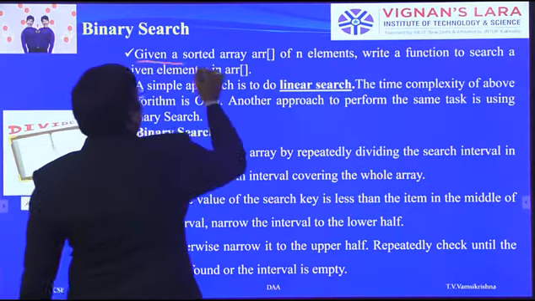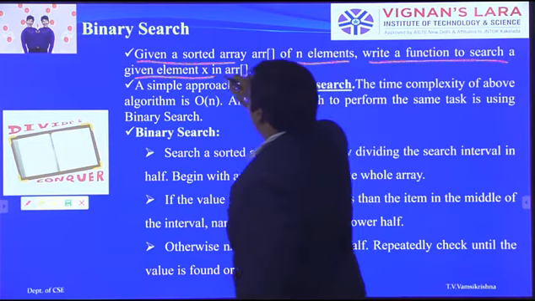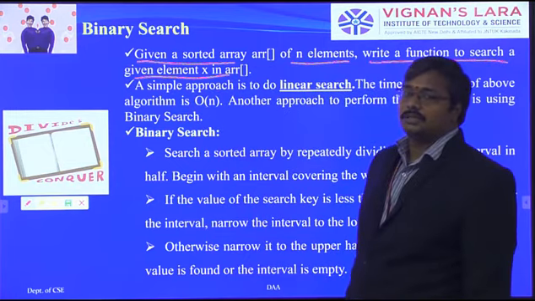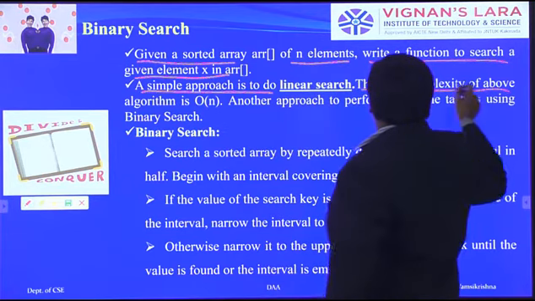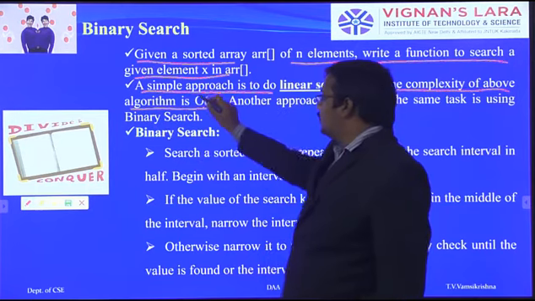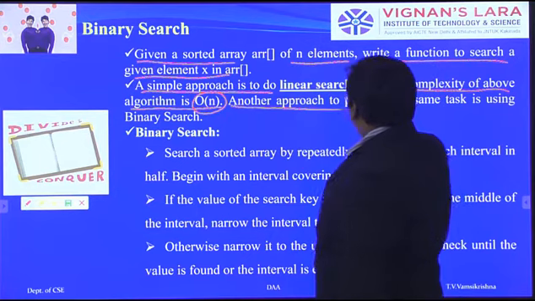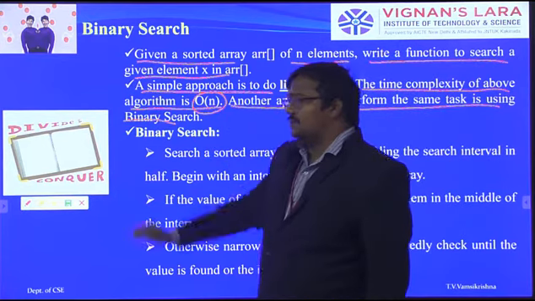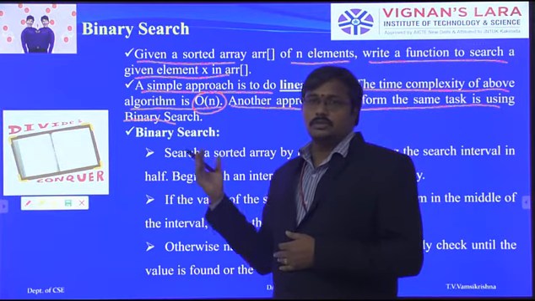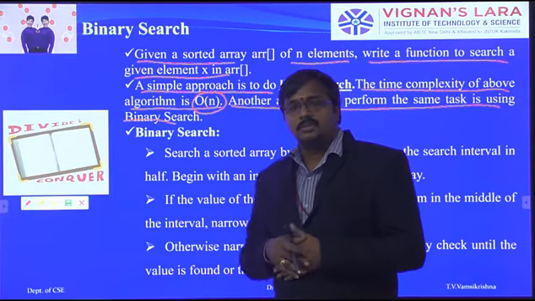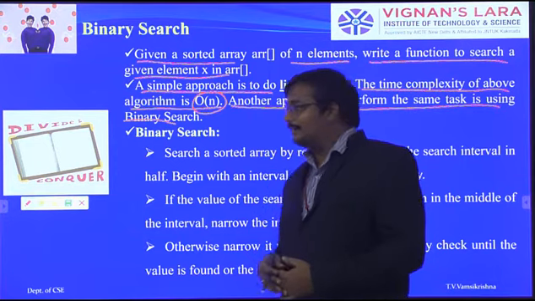So, given a sorted array of elements, write a function to search whether the given element x is present in the list or not. That is the search. The simplest approach is linear search, but the time complexity of that algorithm is big O of n. So another approach to perform the same task is binary search. We already analyzed one solution with time complexity big O of n. Is there any chance to minimize this? That's why we go for binary search.